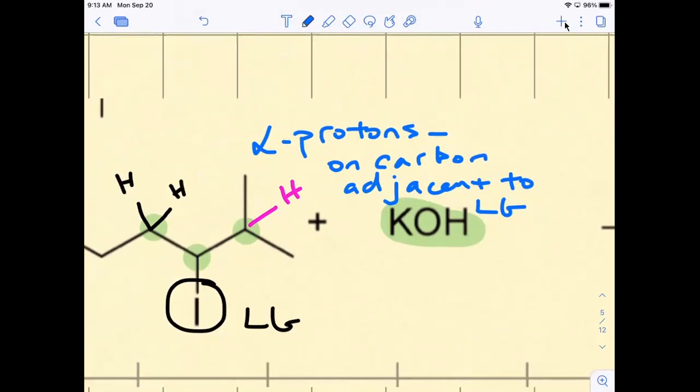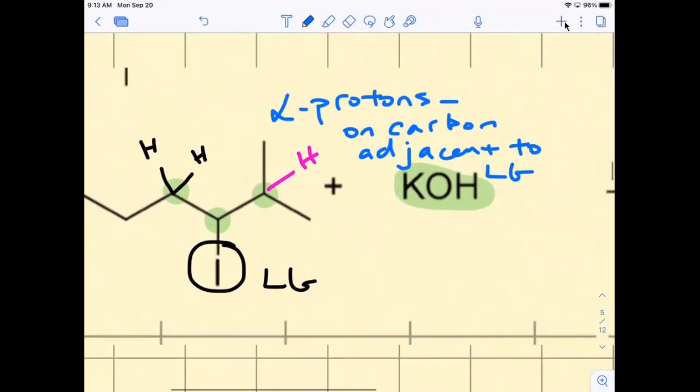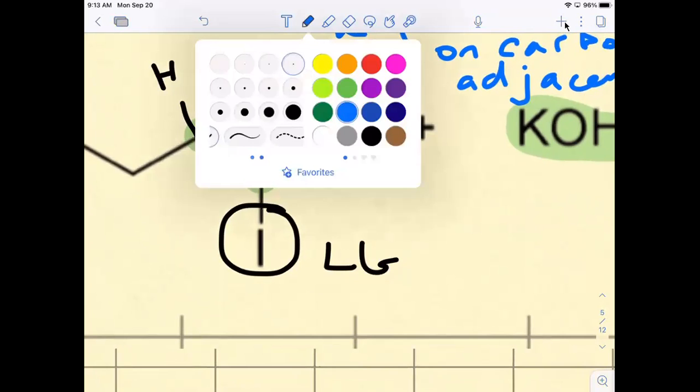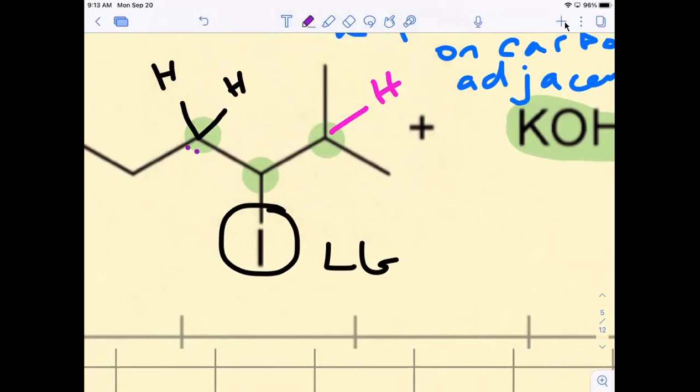Right, so those alpha protons are on carbons that are adjacent to your leaving group. So once you identify those, you know where the elimination is going to take place. You're going to end up with a pi bond here and one here. So you're going to end up with multiple products, especially in a scenario like this where your leaving group is between 2 carbons and both of those carbons have a proton that can be removed using the base, right?